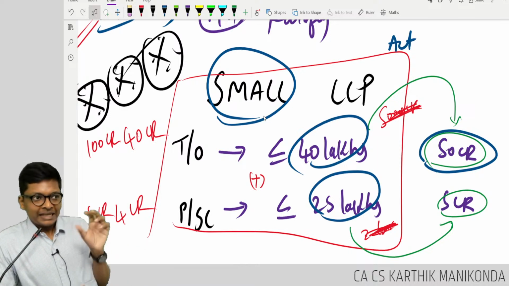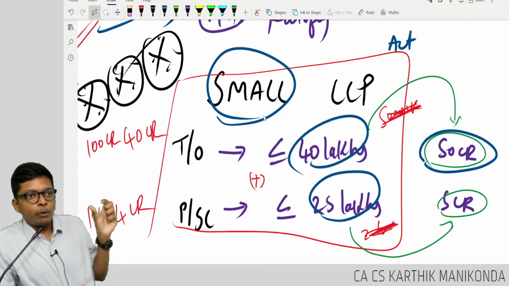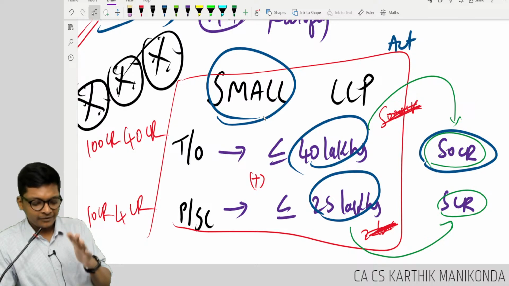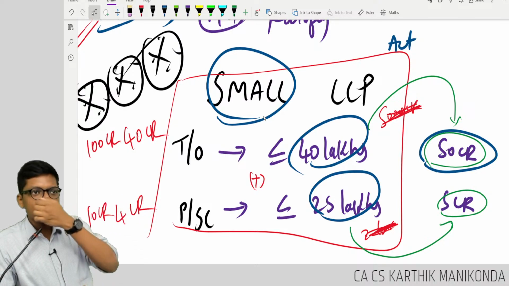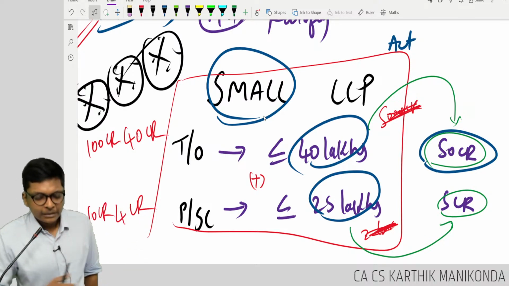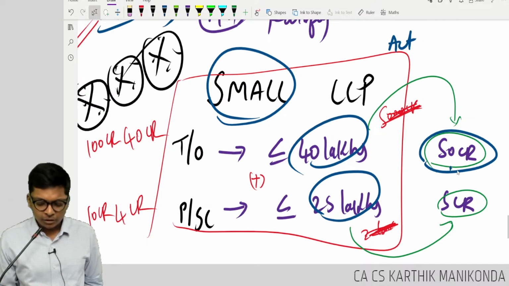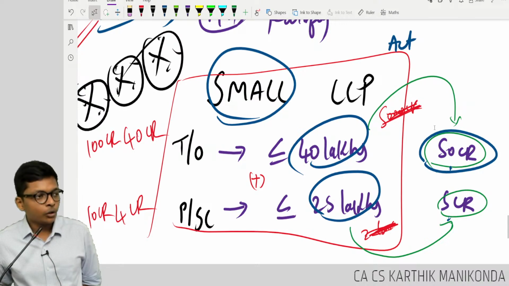Inflation, if it's changing, sir, then all other limits must change. No, sir. Here the idea is what is small. Small LLP has a lot of exemptions. Small LLP: turnover not more than 40 lakhs, paid up share capital not more than 25 lakhs, up to 50 crores and 5 crores. Are you following, guys?